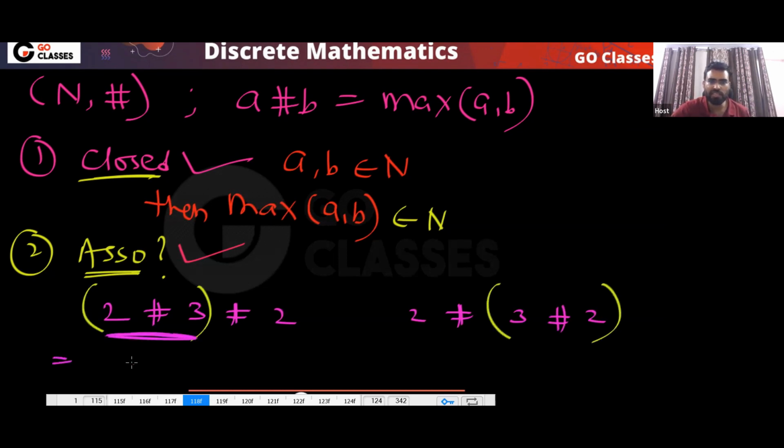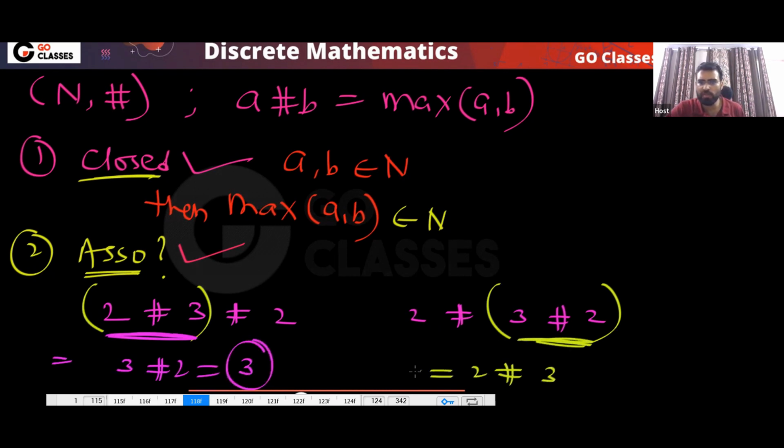What is this? 2 has 3, that is 3. 3 has 2, what is that? 3 has 2, that will be 3. So this is the final 3. And here 3 has 2, that is 3. 2 has 3, that also will be 3. So 3 is equal to 3. So this actually will be associative. Okay, so yes, this is associative.